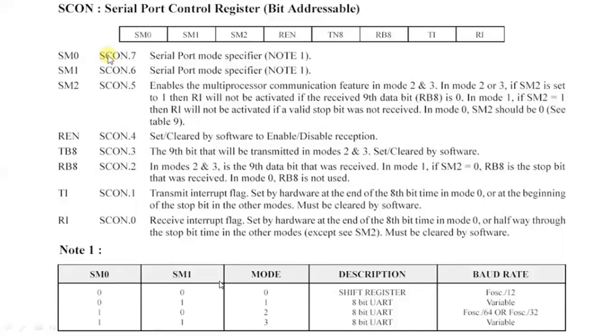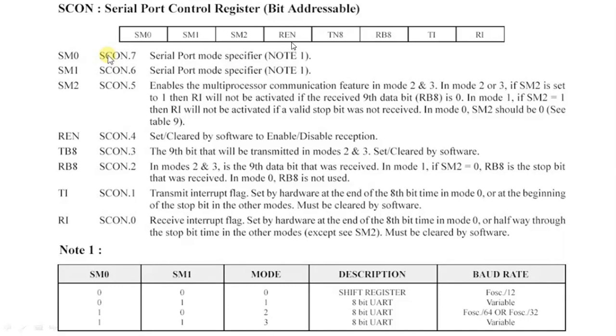So 4 combinations are there. Mostly in UART communication, we are going to use mode 1 operation, that is 8-bit UART, right? Baud rate will be variable. So 0, 1 you should substitute here. The SM2 bit is used for enabling multiprocessor communication. We are not going to use multiprocessor, we are going to use a single processor, so SM2 also make it as 0.